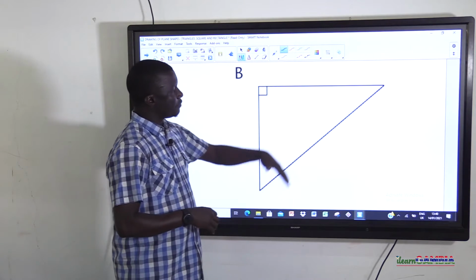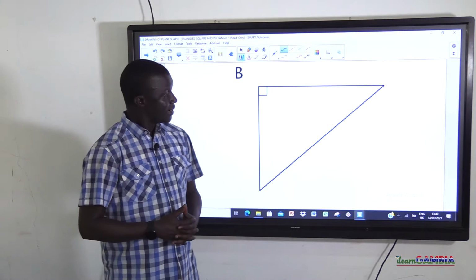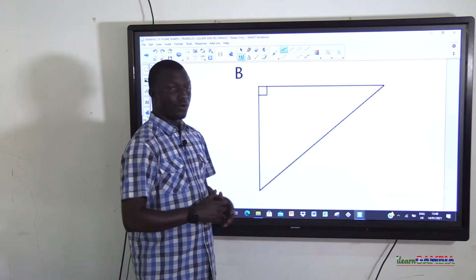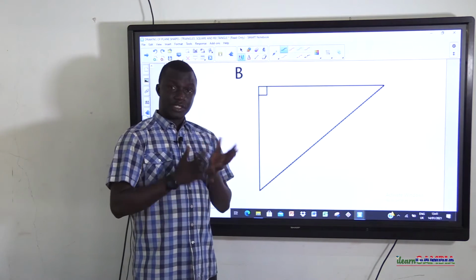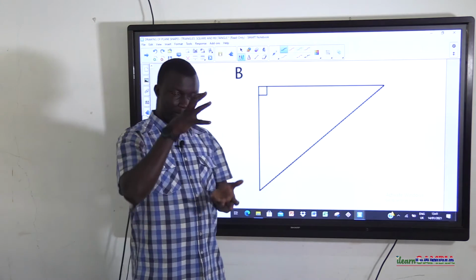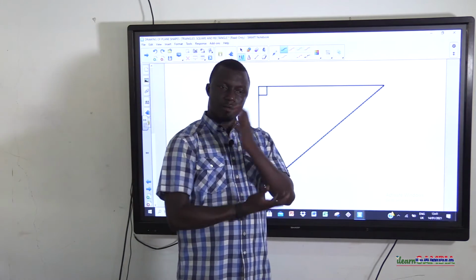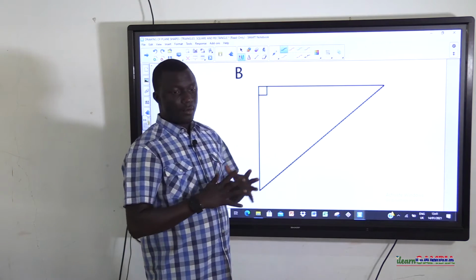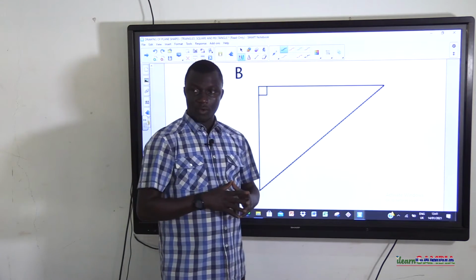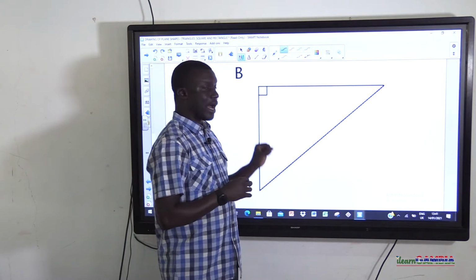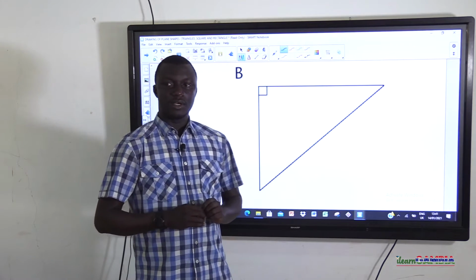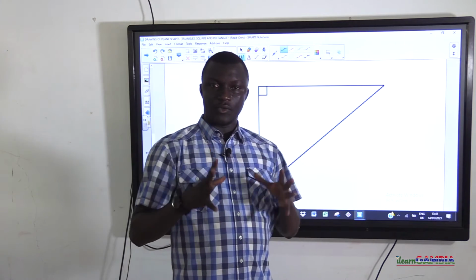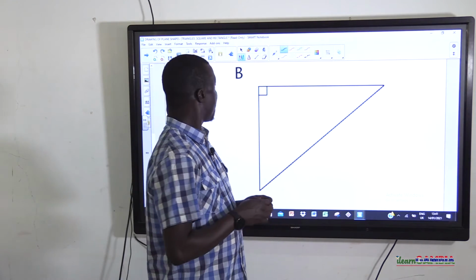Now we have figure B here as well. This is an example of a right angle triangle, as one of the angles is a right angle. It doesn't matter how this is drawn. Sometimes it could be flipped, sometimes turned upside down or a little bit diagonal, but what is important is the right angle. Whenever we notice that one of the angles is a right angle, then we can conclude that this figure is a right angle triangle.